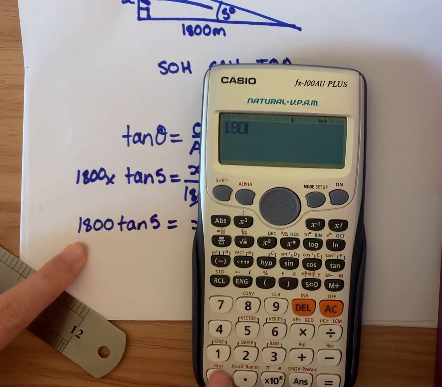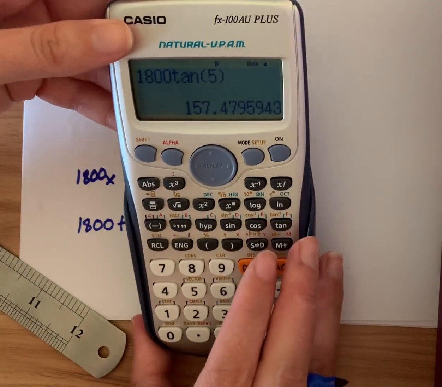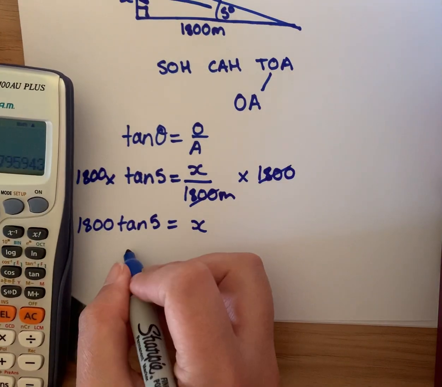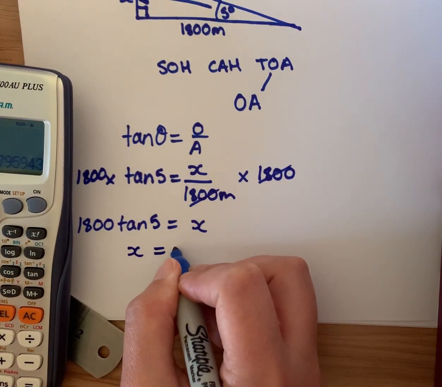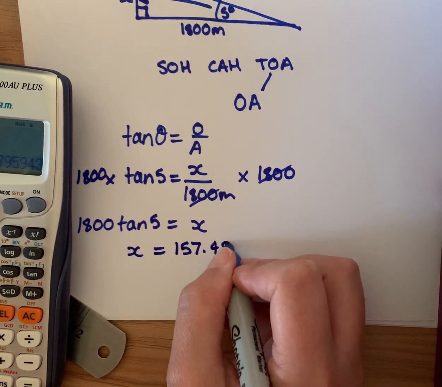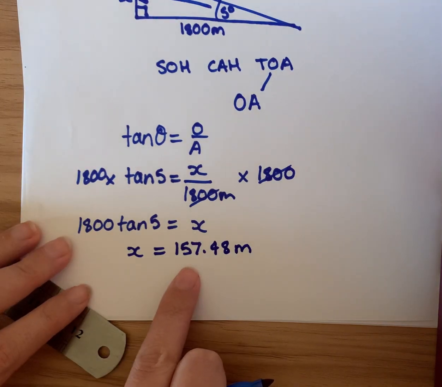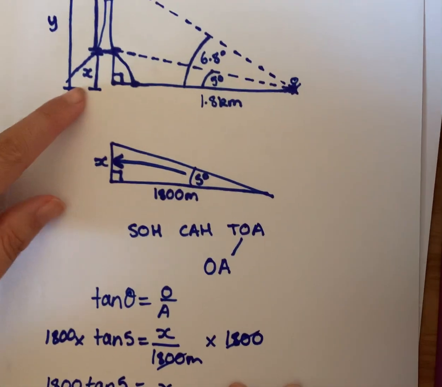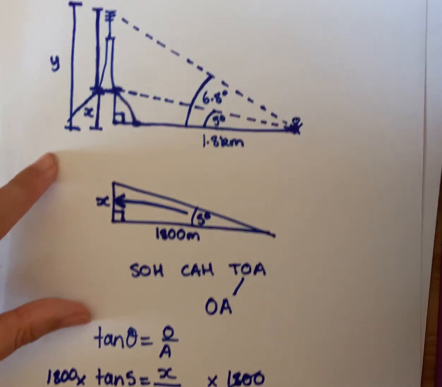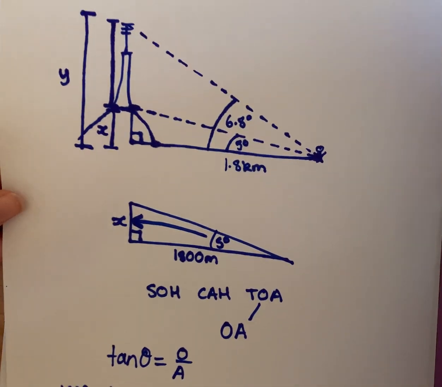So we know our height is just going to be whatever this expression turns out to be. This is just some number. 1,800 times tan of 5, not times 5. Tan of 5 gives us x equals 157.48 meters. Okay, so our height of our hill is 157.48 meters. We know x, our height of our hill there. And now we need to find y, which is our total height of the hill and the tower.